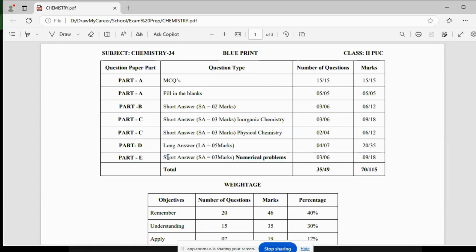And you have 3 physical chemistry chapters: solutions, electrochemistry, chemical kinetics. As you can guess, two questions will come from each chapter. Solutions, two numericals will come. Electrochemistry, two numericals will come. Chemical kinetics, two numericals will come. So 2 plus 2 plus 2, from each chapter.